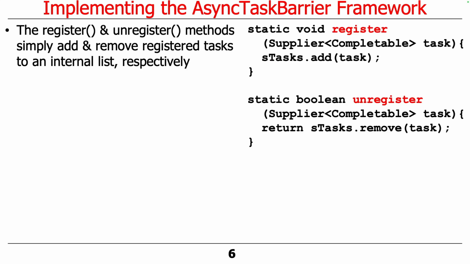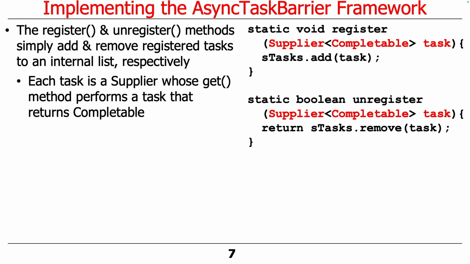The register and unregister methods are super simple. All they do is add and or remove the registered tasks from that internal sTasks list. So you can see here what we're going to do is we're going to pass in a task, which is a supplier to a completable. Anything that matches that signature can be passed as a method reference here or a lambda expression.